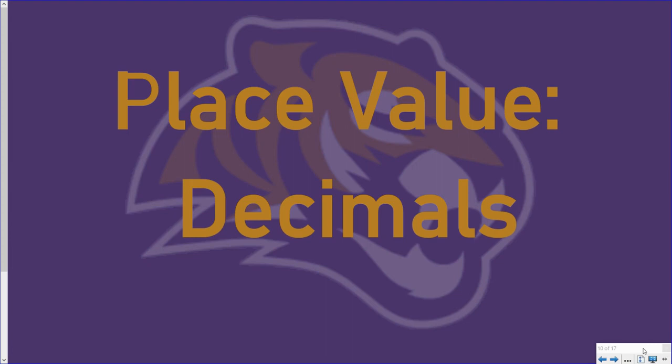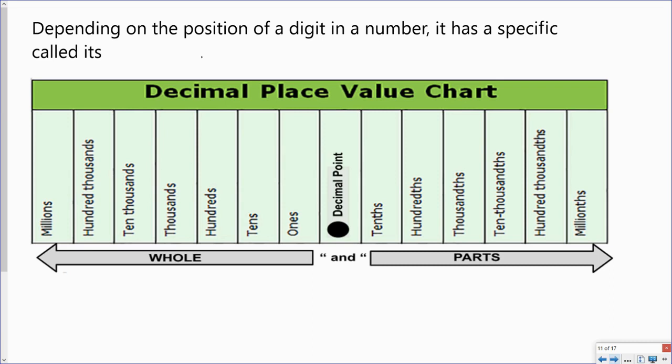In this video, we're going to take a look at place values of decimals. So depending on the position of a digit in a number, it has a specific value, and that value is called its place value. So if you notice here in our place value table, we have a decimal point in the middle. The decimal point is always represented by the word and.